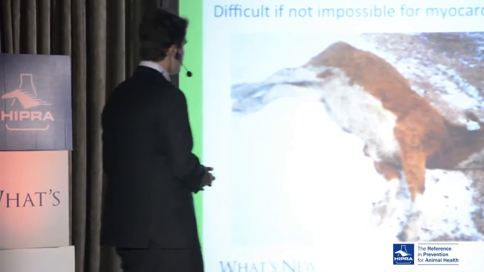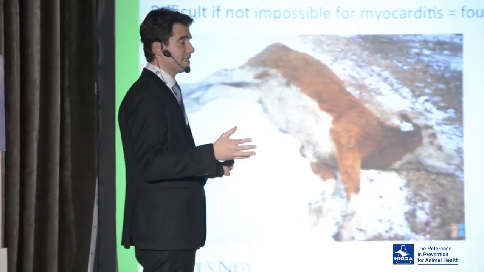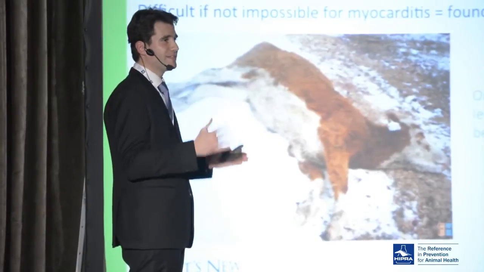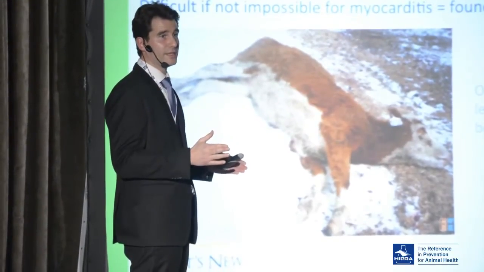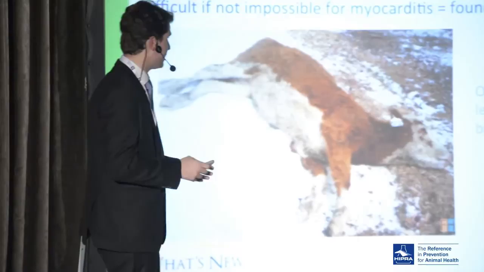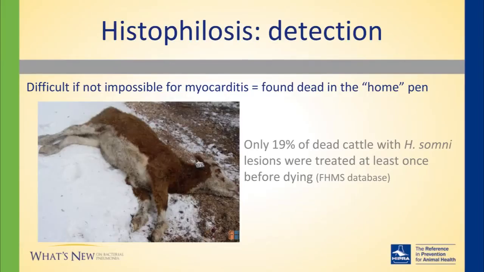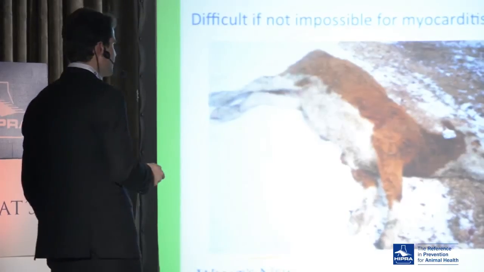Detection. In its septicemic form, it is, I would say, difficult, if not impossible, to detect a sick animal, at least in a feedlot setting. Most of the cattle are just found dead in their own pen. In the database that I showed you, of those 1,000 animals dead, only 19% received the treatment prior to being found dead in the pen. So detection is pretty difficult.